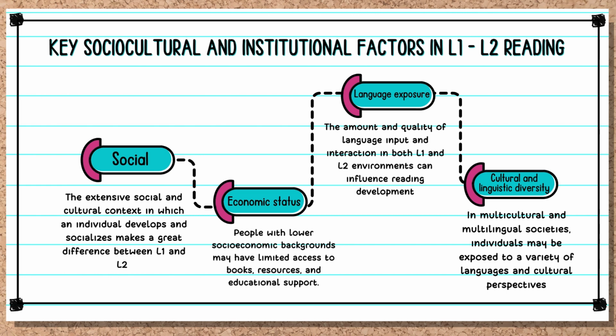On the other hand, people with limited economic resources may have less access to educational resources and reading material, which may affect their reading comprehension in a second language. Exposure to language is a key factor in reading comprehension, which is considered an essential skill in this process.